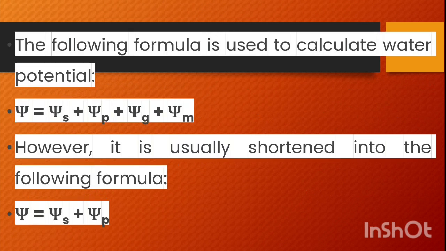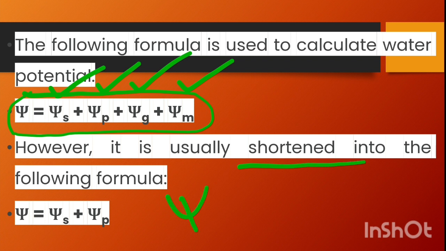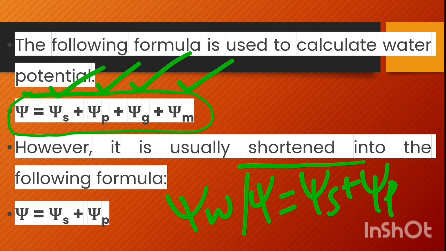So, the following formula is used to calculate water potential. The real formula for getting the water potential is solute potential plus pressure potential plus gravity potential plus matrix potential. However, it is usually shortened into the following formula: psi w, or only psi, which is the water potential, equals solute potential plus pressure potential. Generally the gravity potential and matrix potential values are ignored because they are very negligible.